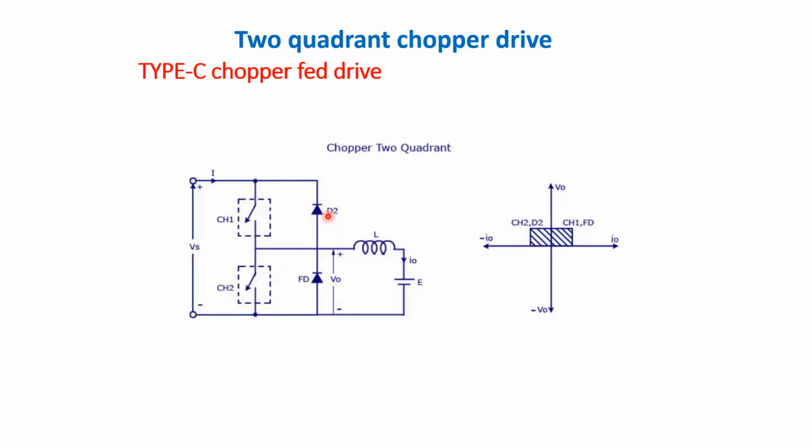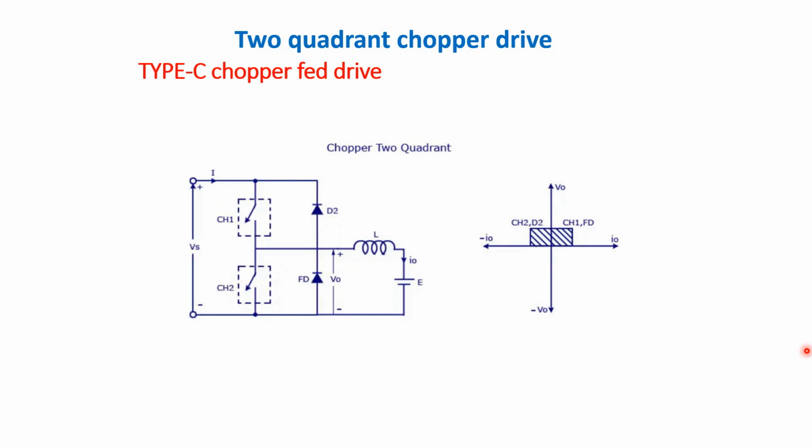We can say the chopper and freewheeling diode operates together as type A chopper in the first quadrant, and in the second quadrant the chopper and D2 will operate together as type B chopper. The average voltage will be always positive, but the average load current might be positive or negative.